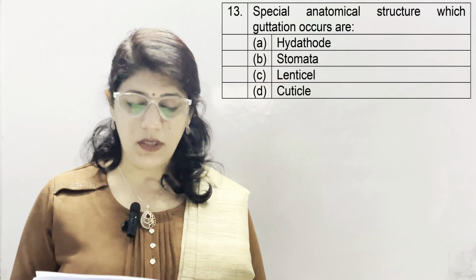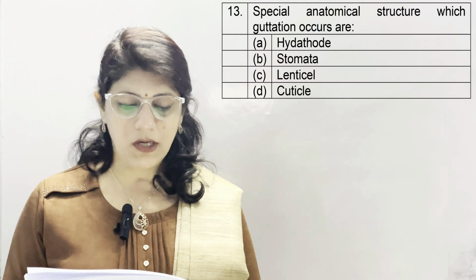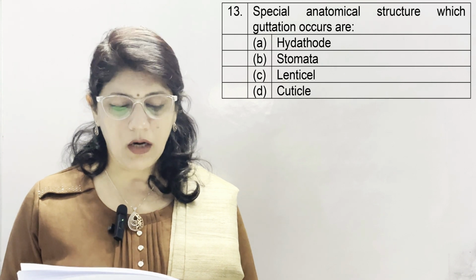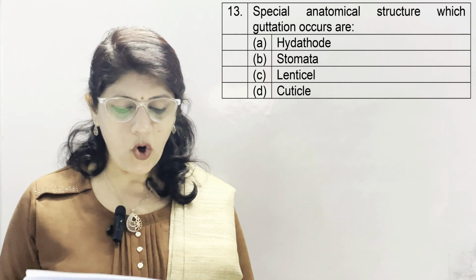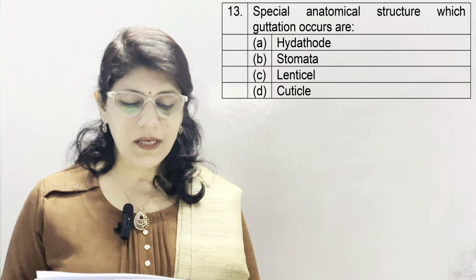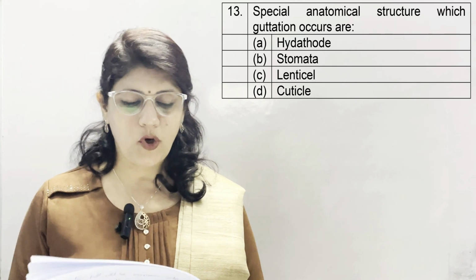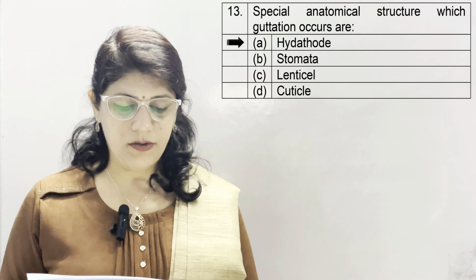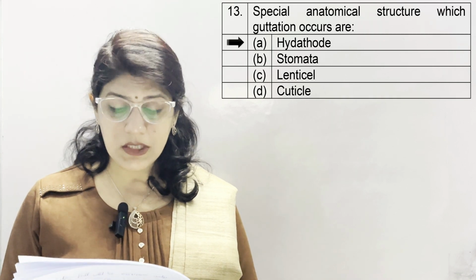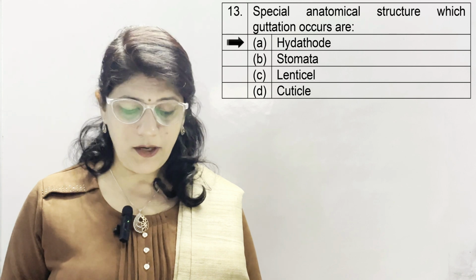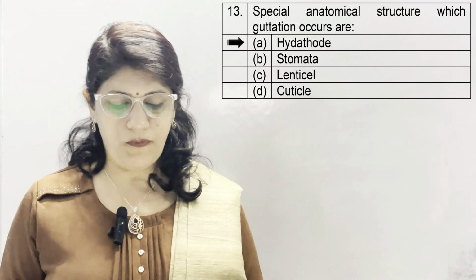In question number 13, special anatomical structure in which guttation occurs are A, hydathode, B, stomata, C, lenticels and D, cuticle and the correct option is A, hydathode, which discharges water from the interior of the leaf to its surface.